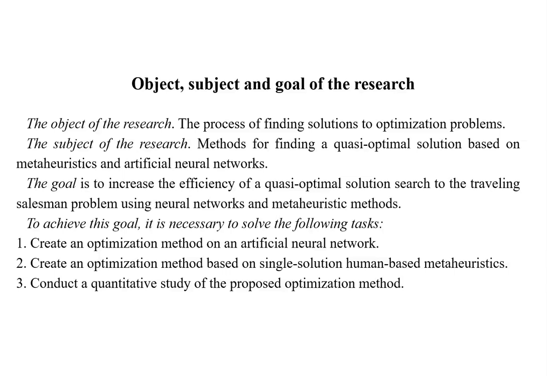The subject of the research: methods for finding a quasi-optimal solution based on metaheuristic and artificial neural networks. The goal is to increase the efficiency of a quasi-optimal solution search to the traveling salesman problem using neural networks and metaheuristic methods. To achieve this goal, it is necessary to solve the following tasks.